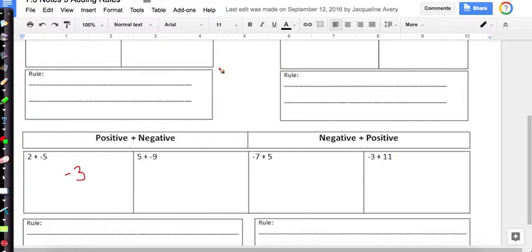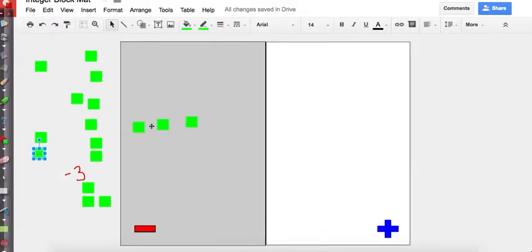And let's look at the next example. We have 5 plus negative 9. So go back to the integer mat. We have 5 plus negative 9. So I'm going to do the 5 first.